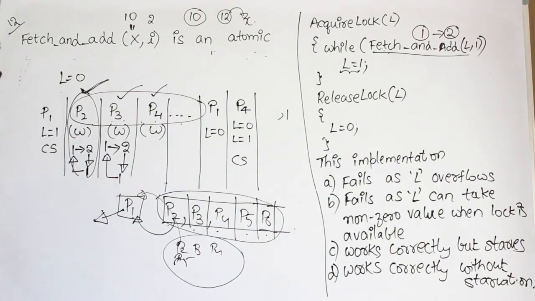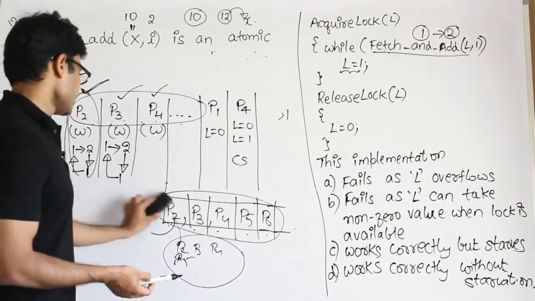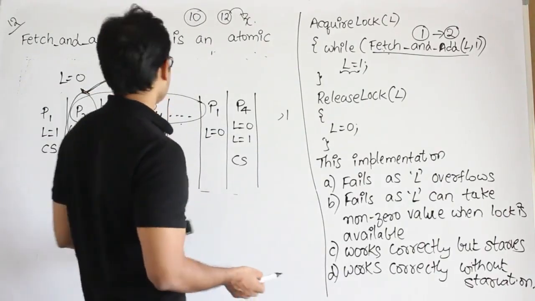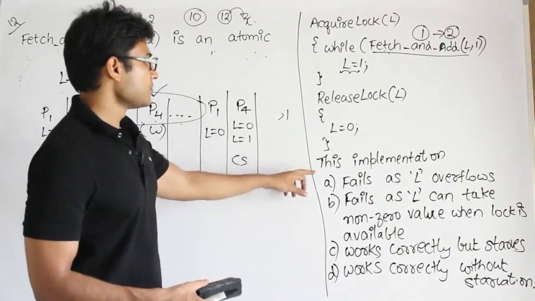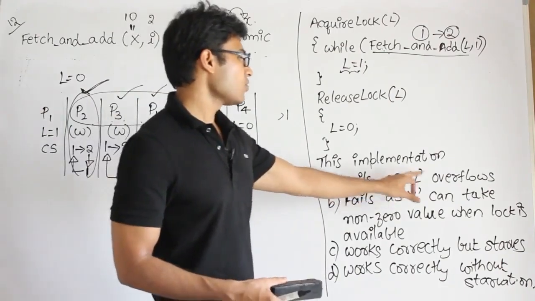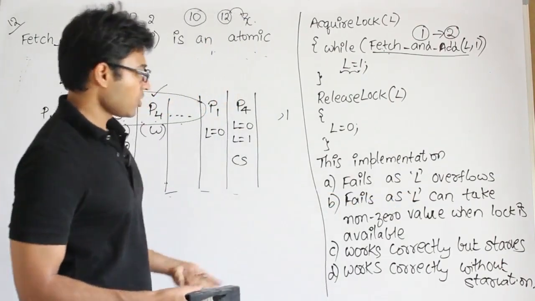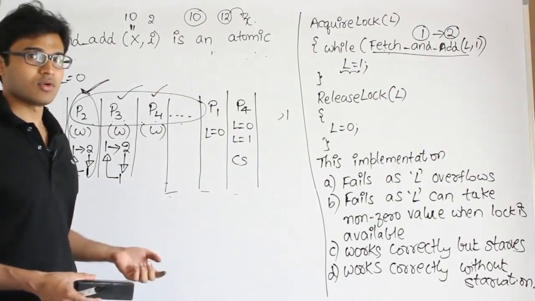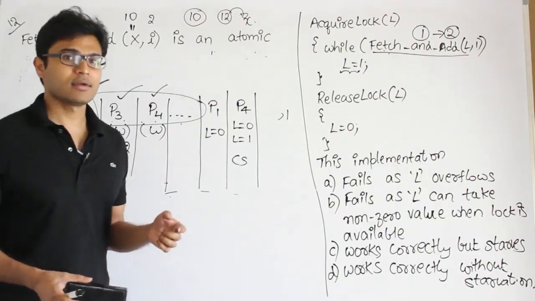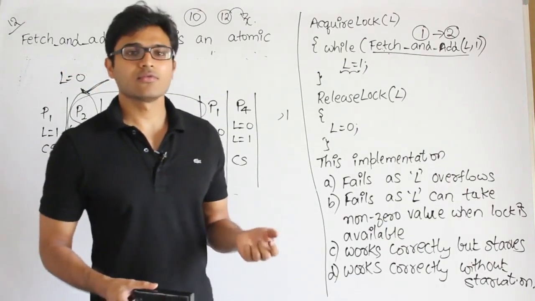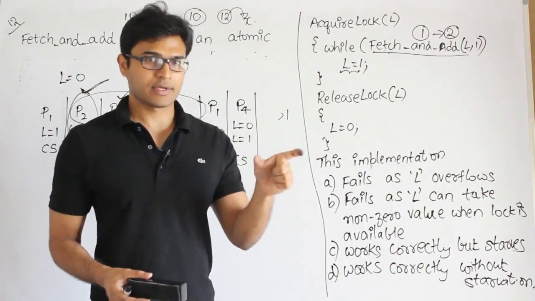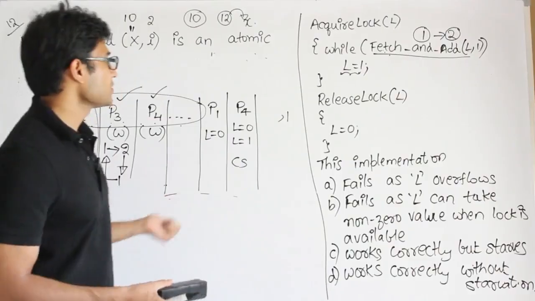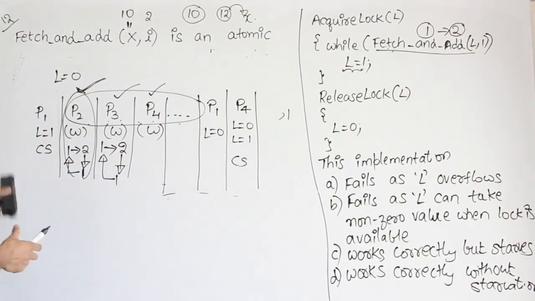Now let's look at the options and see which one is right. The first one is: this implementation fails as L overflows. Oh, it is a problem, right? Till now we didn't consider L at all. Can L overflow? What is L? They are saying that L is an unsigned integer, therefore it has only some fixed capacity. So there is a chance that it might overflow. Let's see if there is a chance that it might overflow.